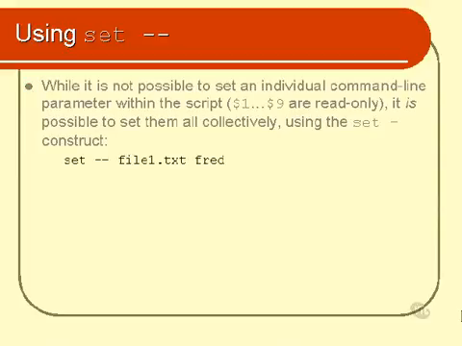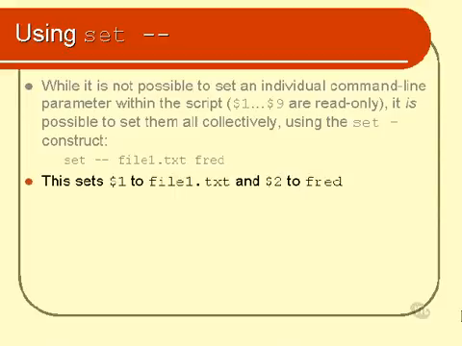You'd say set space minus minus space, and then you would type in the parameters that you wanted the shell to pretend to use, if you like, as command line parameters. Now, they're not real command line parameters, as you understand, but what will happen in this circumstance will be that file1.txt is put into the $1 variable, and the $2 variable gets set to Fred.